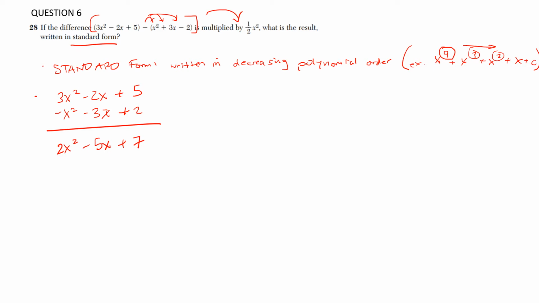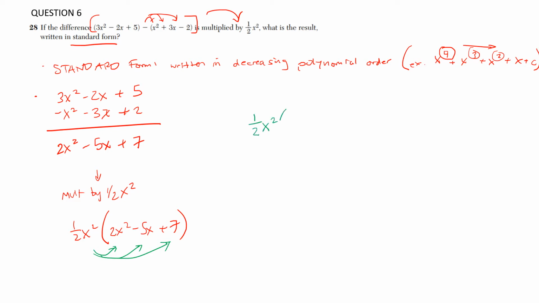Step 2, let's multiply it by the 1/2 x squared. So multiply by 1/2 x squared, 1/2 x squared multiplied by 2x squared minus 5x plus 7. All we have to do is really just distribute the terms. And remember that exponents add if they're the same base. And so we'll have 1/2 x squared times 2x squared. That's the first term. I'm going to do each term here. So 1/2 x squared times minus 5x plus 7 times 1/2 x squared. Okay, so that's just distributing.